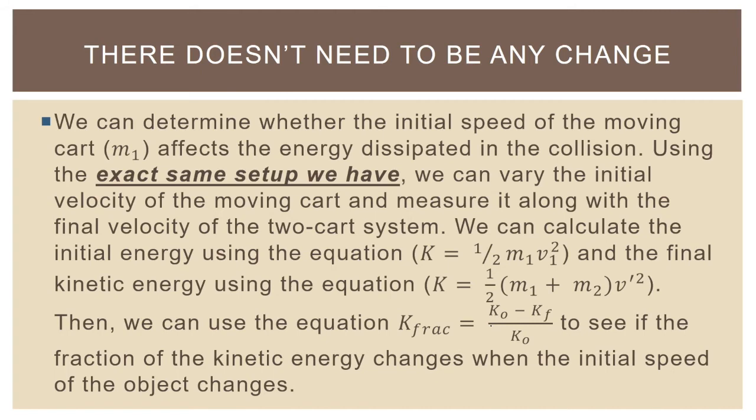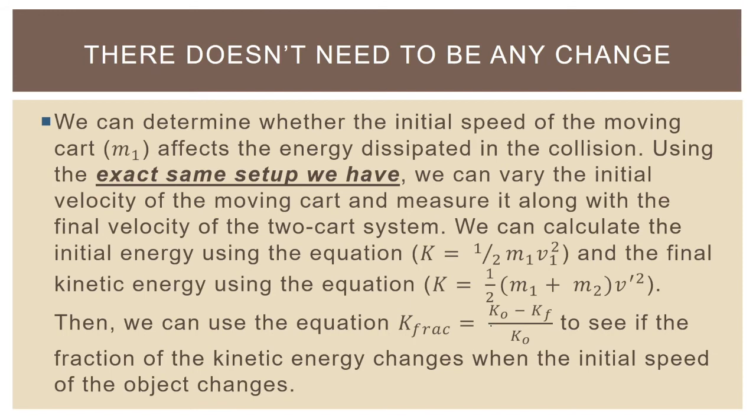So I wrote here, we can determine whether the initial speed of the moving cart affects the energy dissipated in the collision. Using the exact same setup we have, we can vary the initial velocity of the moving cart and measure it along with the final velocity of the two-cart system. We can calculate the initial energy using the equation 1/2 m1 v1 squared, and the final kinetic energy using the equation 1/2 (m1 plus m2) v prime squared. Then we can use the equation k fraction equals (k initial minus k final) over k initial to see if the fraction of the kinetic energy changes when the initial speed of the object changes.